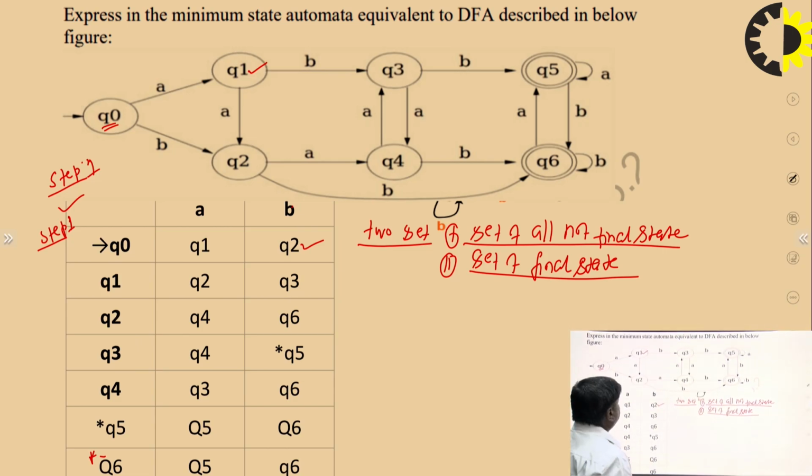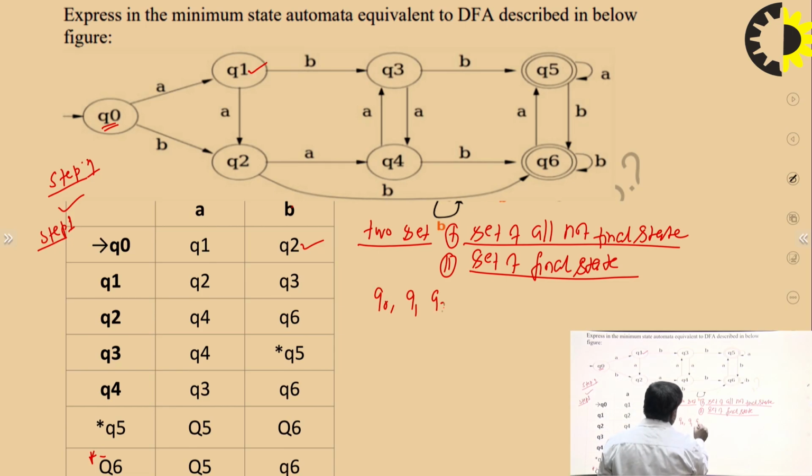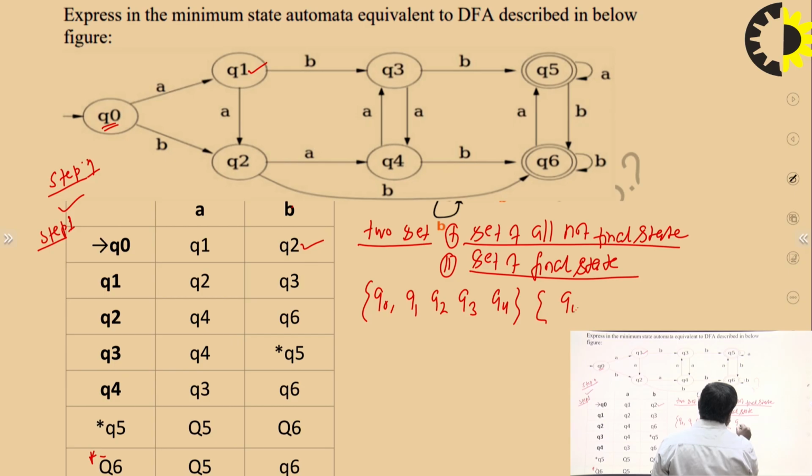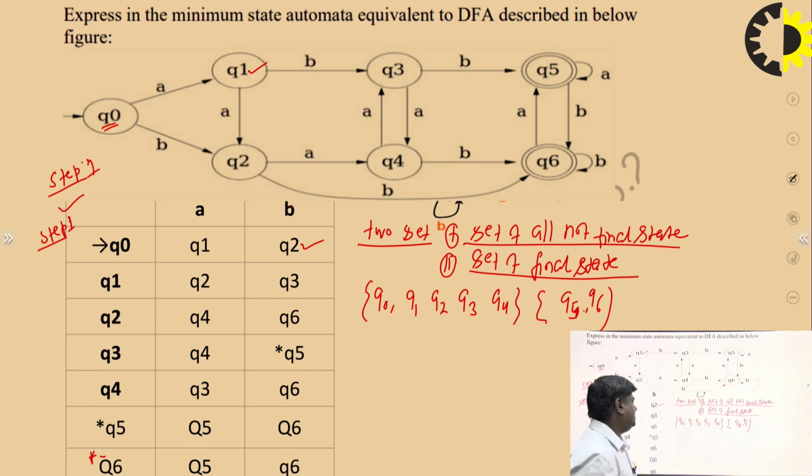It means, what are the non-final states? That is Q0, Q1, Q2, Q3, that is set 1. Q4, Q5 and Q6 are the final states. This is the non-final set and this is the final set. That is step 2.